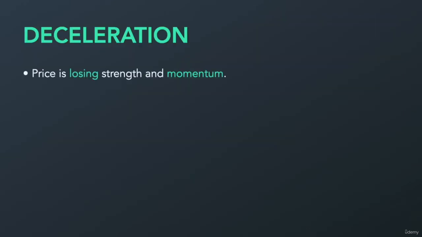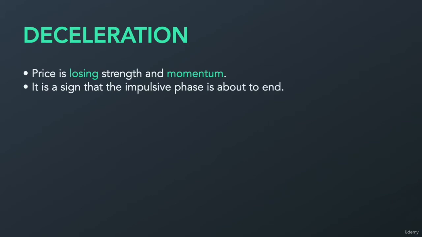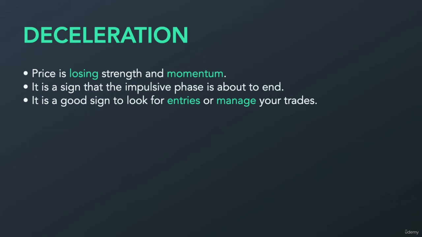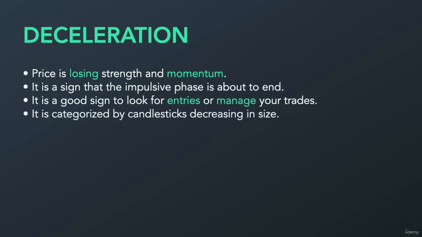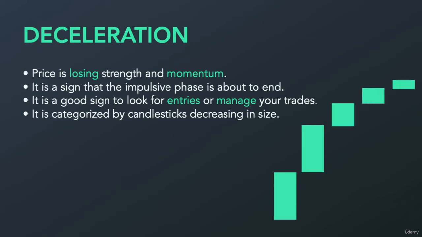Deceleration. Price is losing strength and momentum. It is a sign that the impulsive phase is about to end. It is also a good sign to look for entries or manage your trades. It is categorized by candlesticks decreasing in size. So this is our acceleration, and again, it is not a good time to enter into a trade.